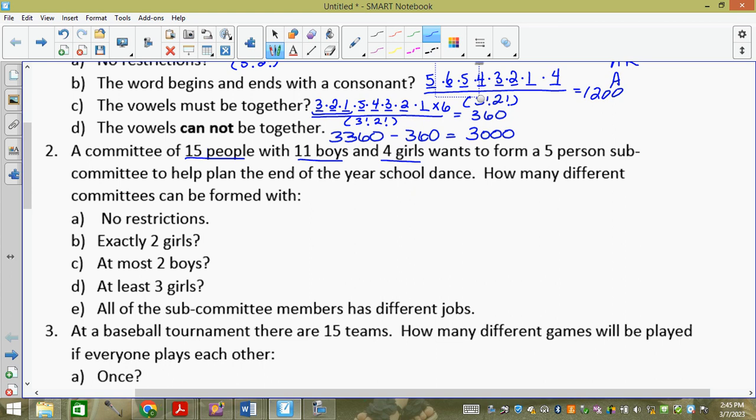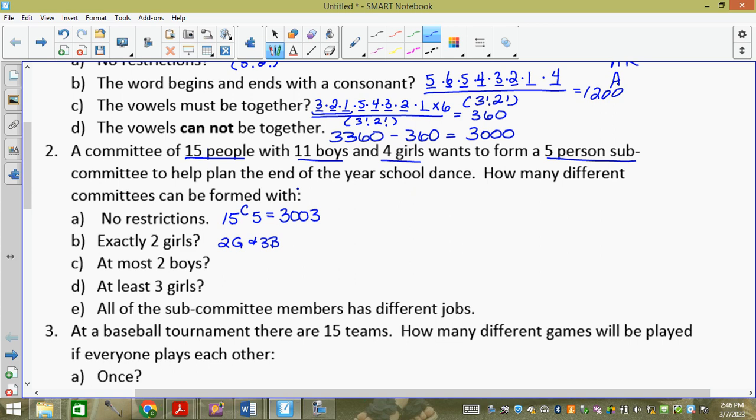So here, we have to pick a 5-person subcommittee. So every subcommittee has to have 5 people. And then I say, are there jobs? No. So no restrictions, 15C5. And what do we get? 3,003. And then exactly 2 girls means I need 2 girls and 3 boys. Because you always have to have 5.